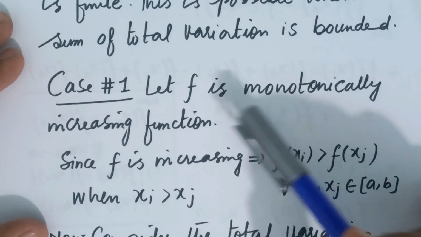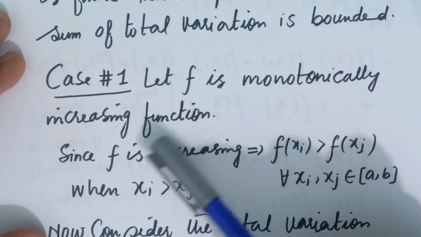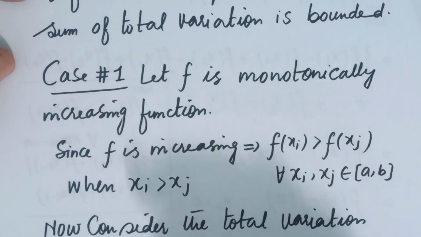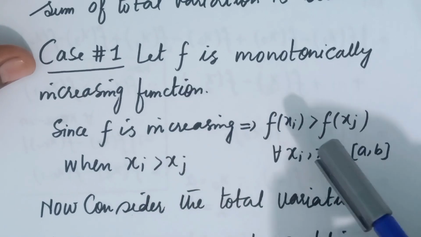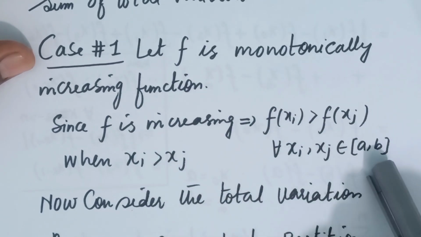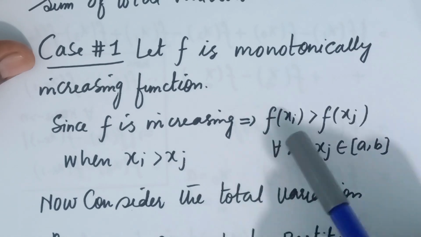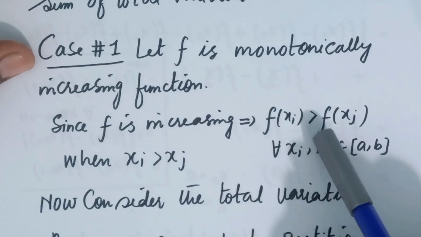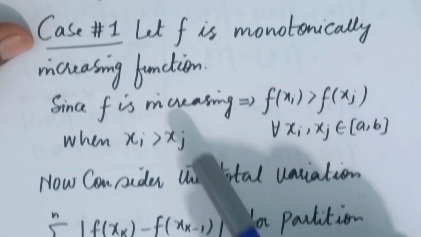Case number 1. Suppose that f is a monotonically increasing function. As I have discussed here, f is monotonic. So a monotonic function is one of these types: either it is increasing or decreasing. So let f be a monotonically increasing function. This is our first case. Since f is an increasing function, when xi is greater than xj, where xi and xj are two numbers belonging to the closed interval [a, b], then the values of f, that is f(xi), will be greater than f(xj).